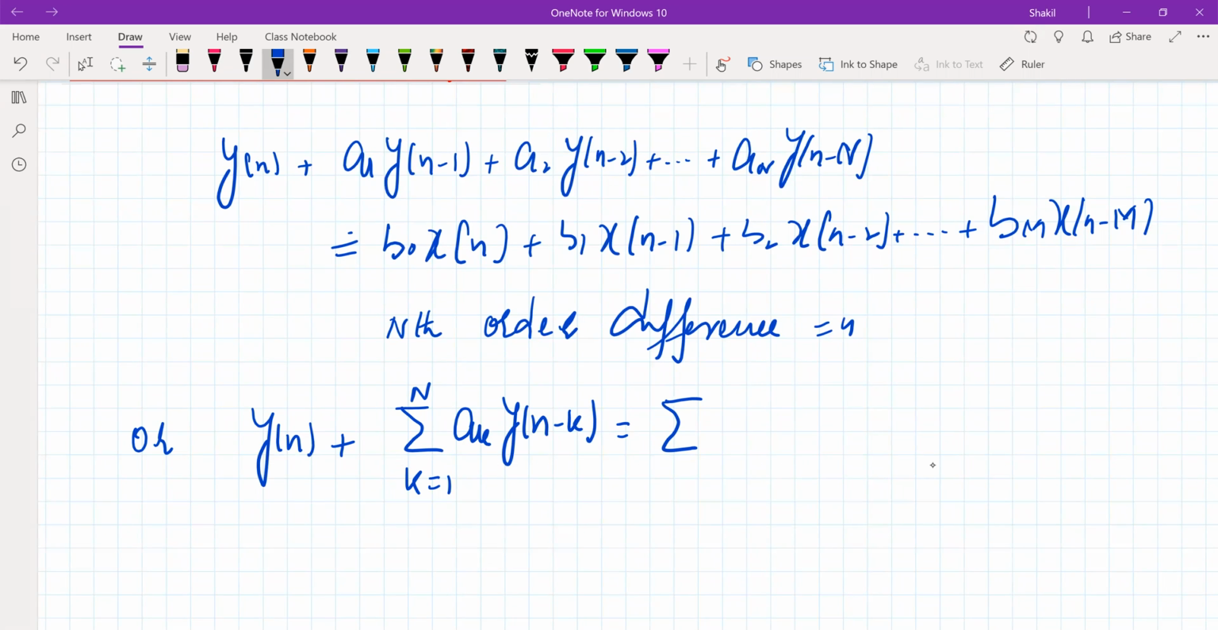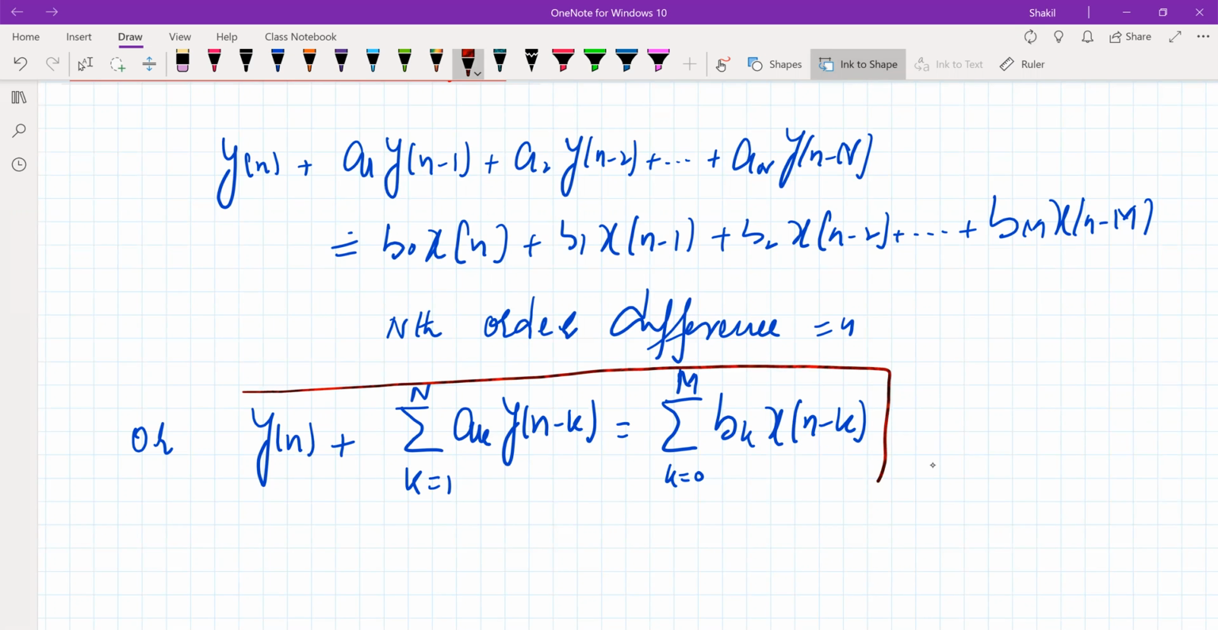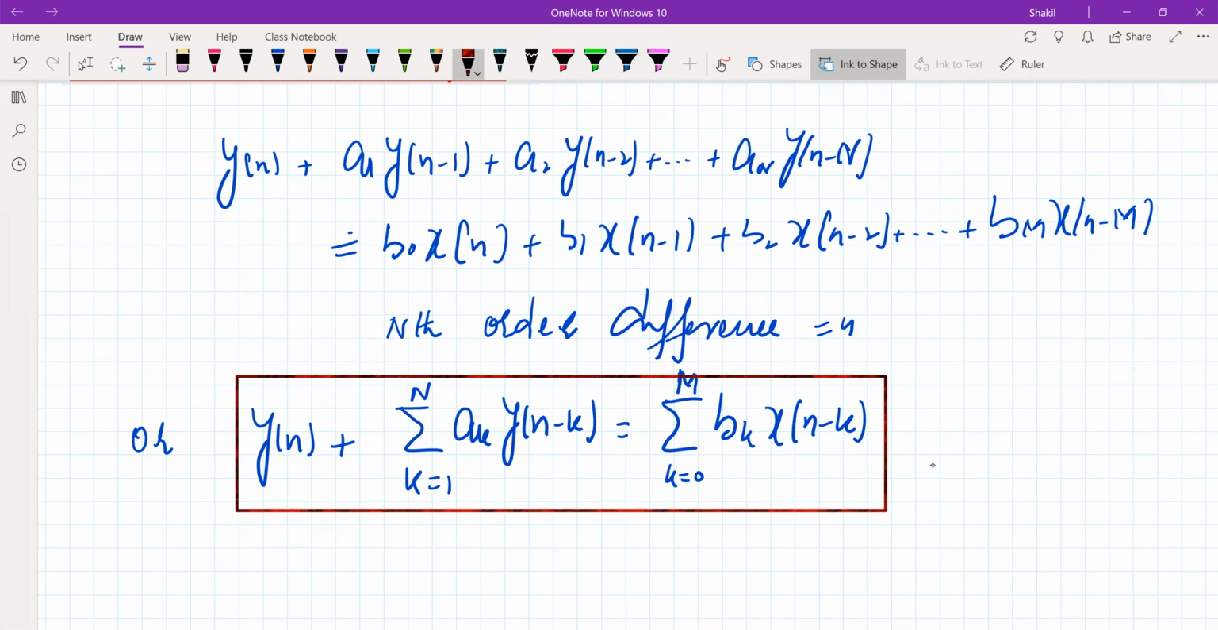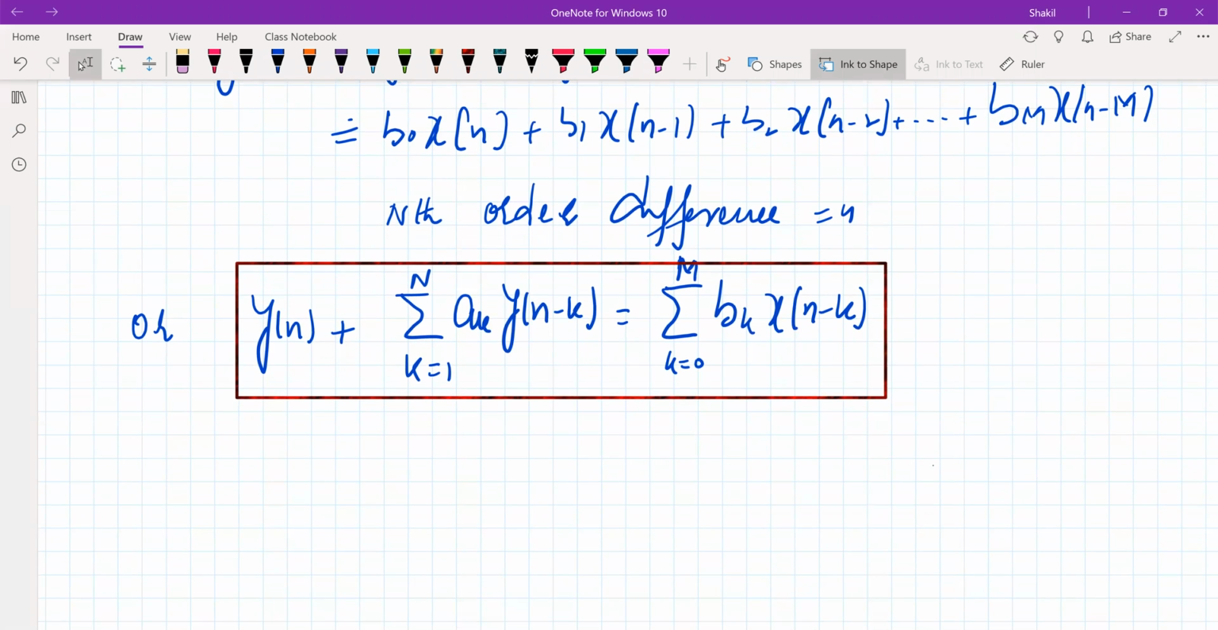In the form. So this is a difference equation which characterizes this discrete time system in time domain.